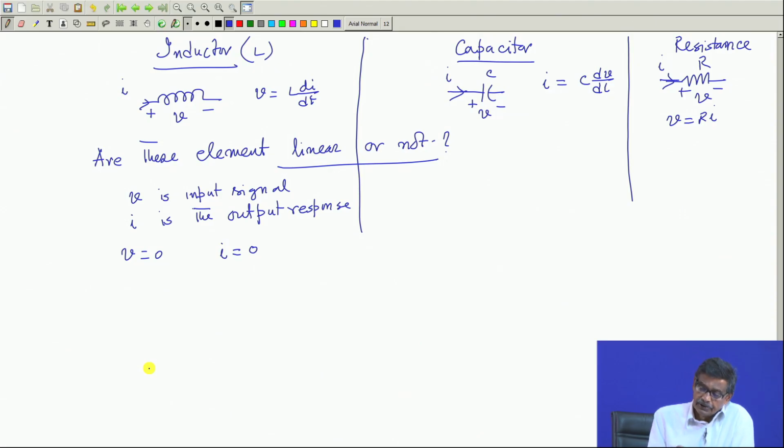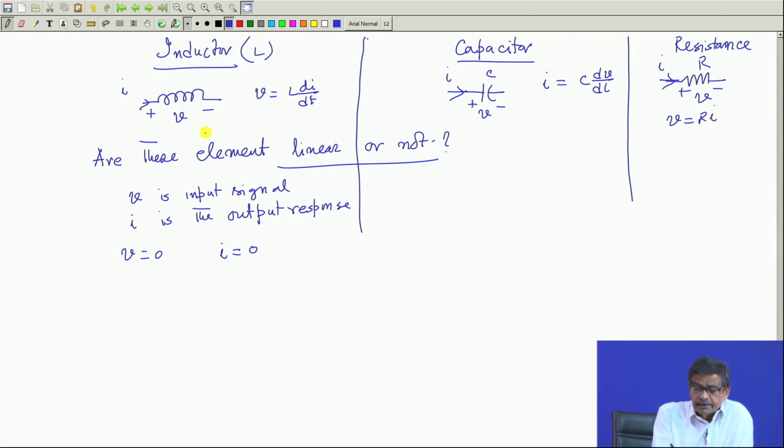Then what you do is this is called principle of homogeneity. For any linear system, for example, in a resistance, applied voltage is 0, I is 0, so obvious, I is equal to V by R. So, V equal to 0, I equal to 0. But here if V is equal to 0, I may not be 0. Why? Because it is differentiation.